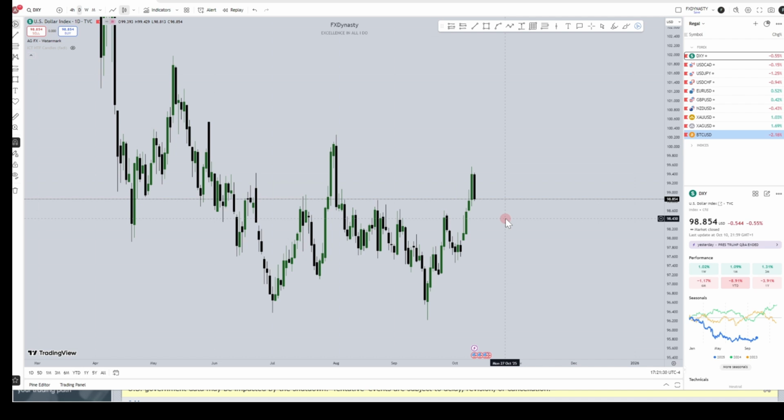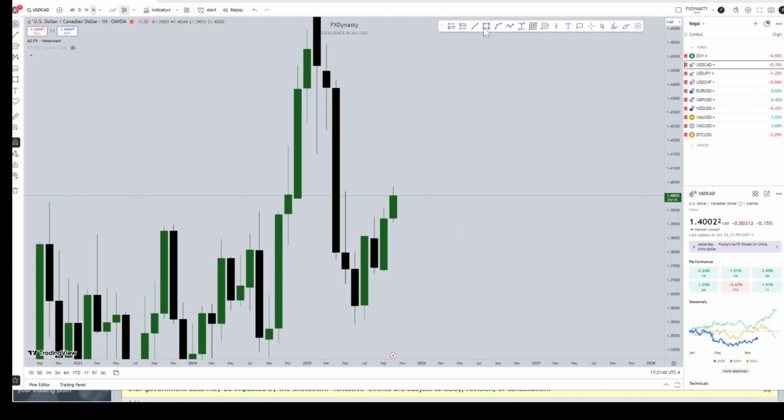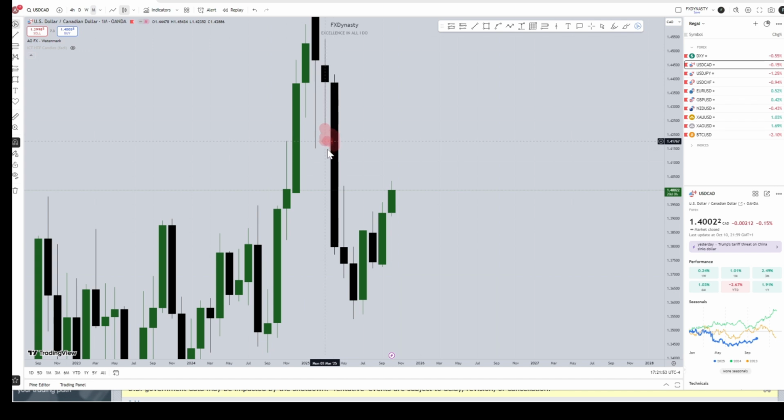So let us look at USD CAD. In USD CAD, we can see that we have this imbalance here. Price has actually tapped into it, but I will expect a deeper push into this fair value gap, because this is a very strong fair value gap on the monthly time frame. And considering the fact that DXY has not reached the draw on liquidity, we'll expect price to continue pushing to the upside.